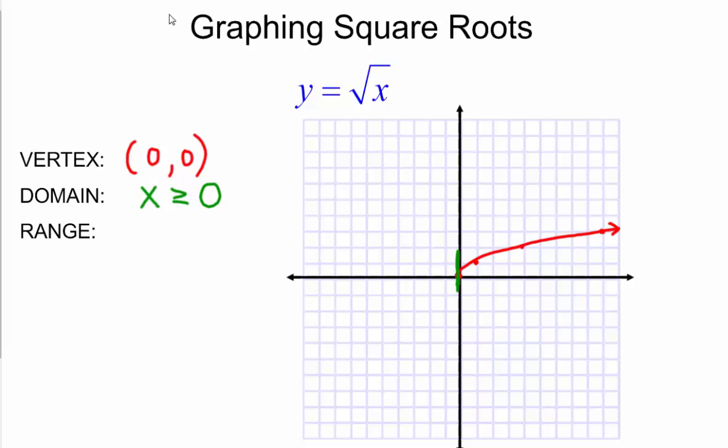My range value is my y's. So notice in the blue here, my graph again starts at 0 on the y's. And if this were to continue going, it would continue growing and growing slowly, but eventually would cover all of my y values. So the way that I write my range is that y is greater than or equal to 0 as well.